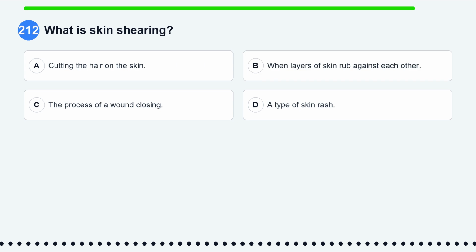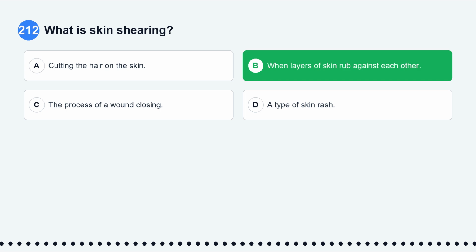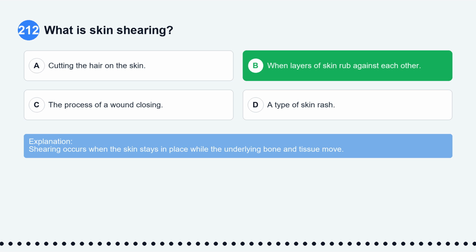Question 212. What is skin shearing? Option A, cutting the hair on the skin. Option B, when layers of skin rub against each other. Option C, the process of a wound closing. Option D, a type of skin rash. The correct answer is option B, when layers of skin rub against each other. Shearing occurs when the skin stays in place while the underlying bone and tissue move.